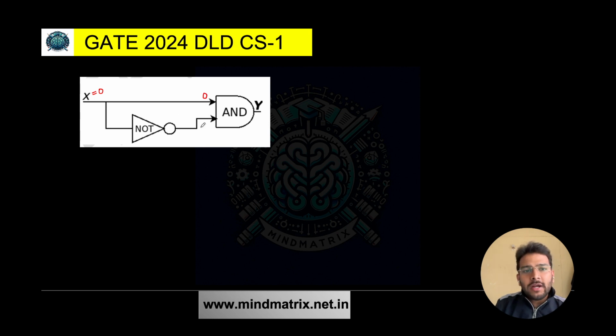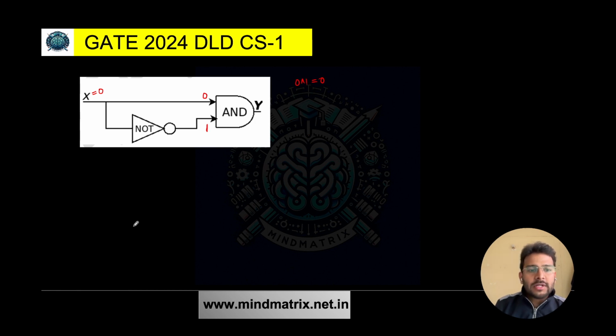There is a NOT gate applied here, so 0 will become 1 because we are not considering any delay of a gate here, and we are performing AND operation. So it will give me what? AND operation, 0 and 1. 0 and 1 will give me 0 only. So in this case, I'm getting 0 as the output.